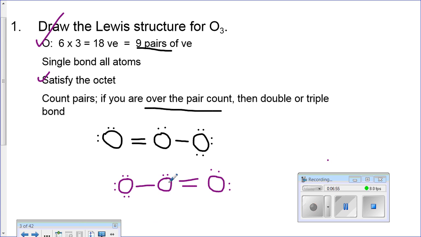Now, you could have drawn your Lewis structure the same way, except you could have put your double bond on the right side of the molecule as opposed to the left side. And we'll talk about what that is in just a minute. But right now, I just want to make sure, can you draw a correct Lewis structure, satisfying the octets of all the atoms that need to have an octet? And can you meet the pair count of valence electrons that must be in your Lewis structure?